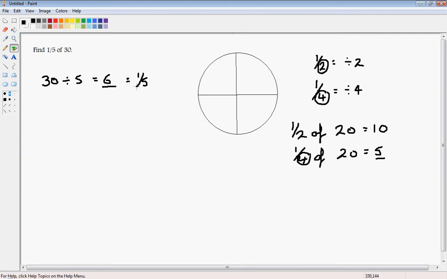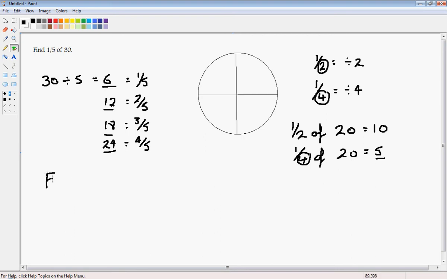Well, if you know that 1/5 of 30 is 6, then it must follow that 2/5 must be 2 lots of 6, because this is 2 lots of 1/5. So 2/5 would be 12. So if they ask for 3/5, that would be 3 lots of the 6, which would be 18, and so on. So if we had 4/5, 4 lots of the 6 would be 24. And this always works, always works. And as I said right at the very beginning, if you know your multiplication tables, this becomes very easy, because you're just dividing by the number, which is the reverse of multiplication.